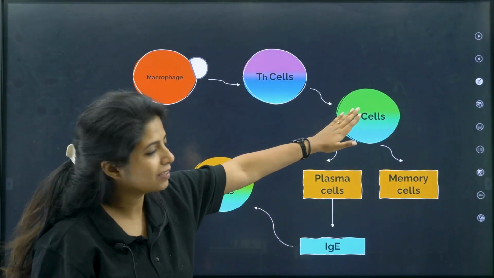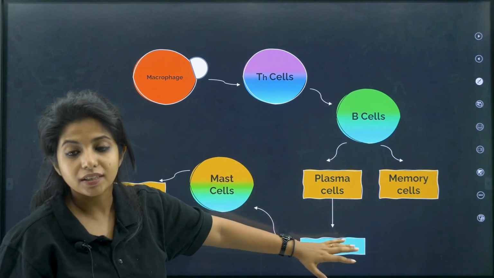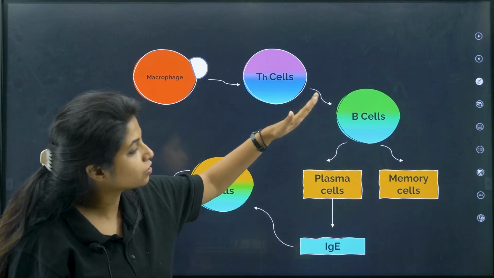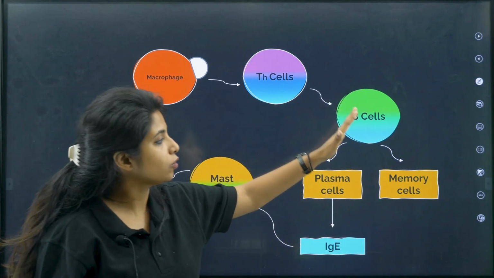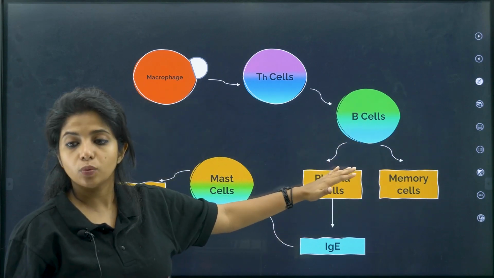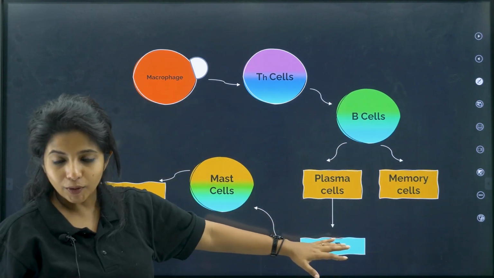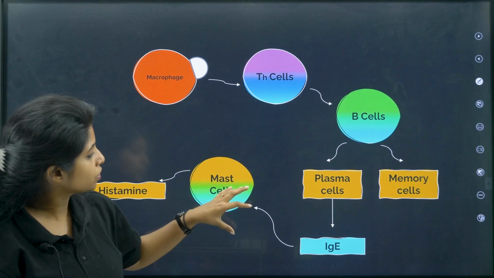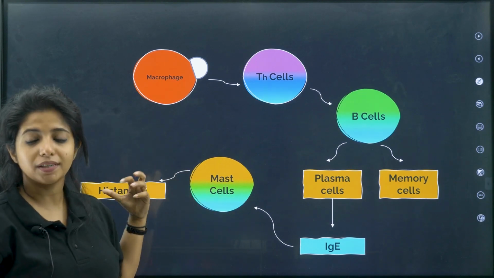I just started from here, that is B cells. I said that they are releasing antibodies. So yes, B cells first release plasma cells, and then they also release memory cells. The plasma cells are the ones that release antibodies, okay. The antibodies go and work on the mast cells to release histamines and things like that.